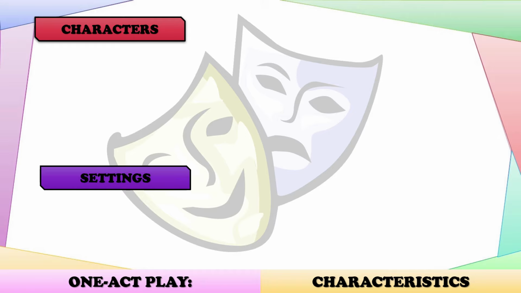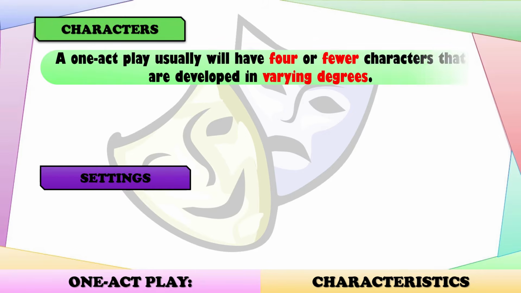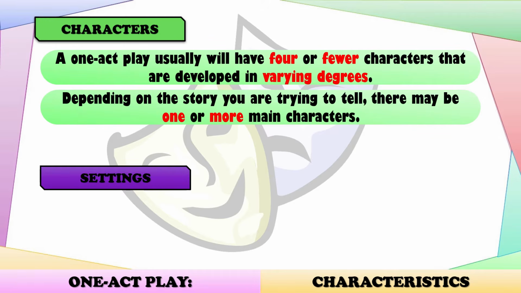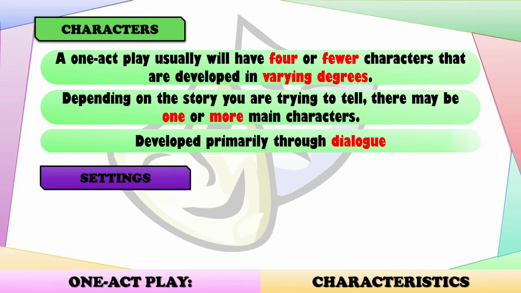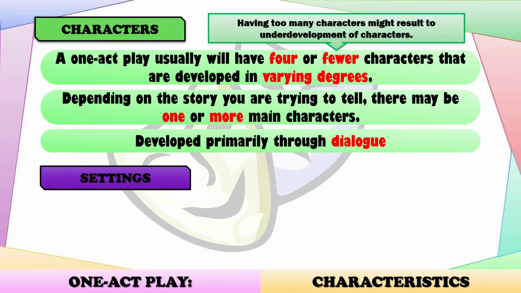Now at this point, we're going to talk about the characteristics of a one-act play. In terms of characters, a one-act play usually will have 4 or fewer characters that are developed in varying degrees. Also, depending on the story that you are trying to tell, there may be 1 or more main characters. Now in terms of developing the character, characters are usually developed primarily through dialogue. It is worth noting that a one-act play will only have 4 or fewer characters because having too many characters might result in underdevelopment of characters.